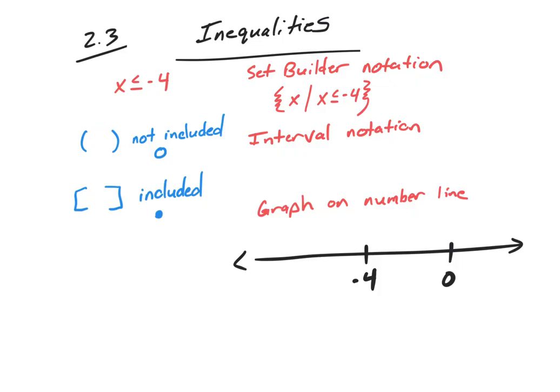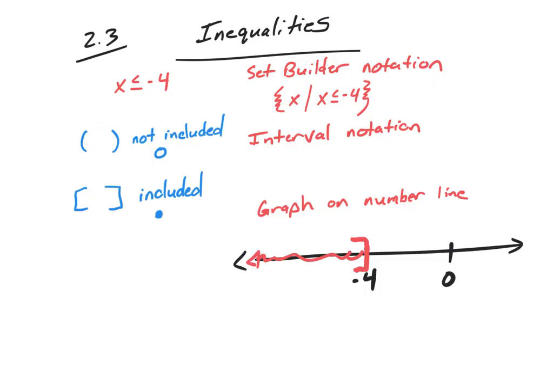So in the past, I would have always put a closed circle here going to the left, right? Everything less than or equal to -4. Well, for today, instead of a closed circle, we're gonna put a bracket, because a bracket is the same as a closed circle, okay? And it's less than or equal to, so we're gonna shade it all the way to the left forever.